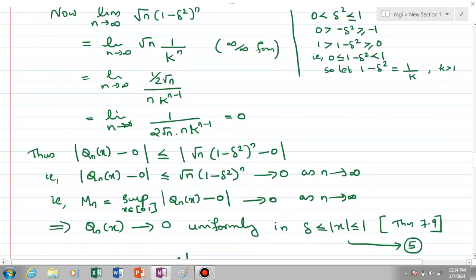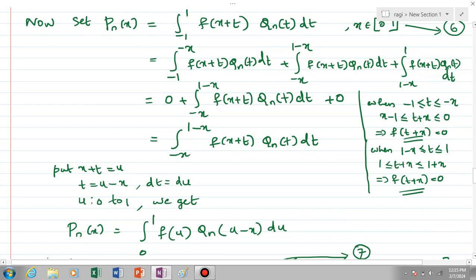That means that Qn of x tends to 0 uniformly whenever delta is less than or equal to mod x less than or equal to 1, by Theorem 7.9, the Mn test. Let it be equation number 5. That is, Qn of x is tending to 0 uniformly in the range delta less than or equal to mod x less than or equal to 1.